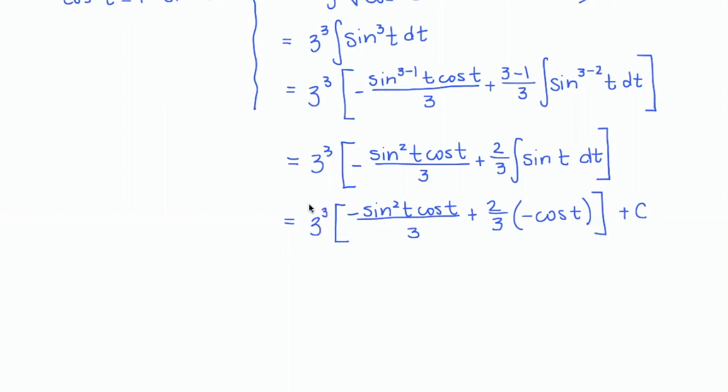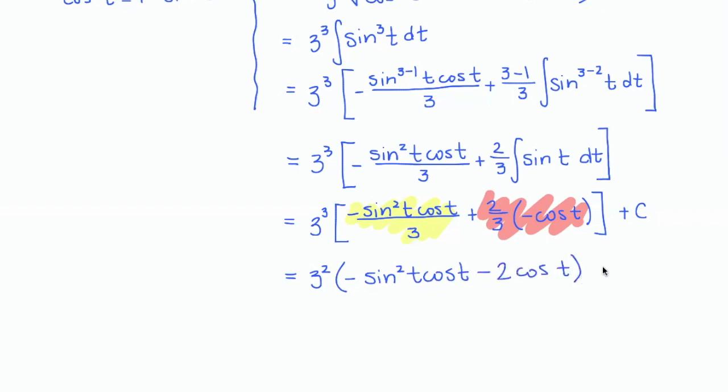So I have this 3 cubed in front, and I have 2 terms on the inside. I have this one here, and then this one here. Both terms do have a 3 in the bottom, so I can cancel that with one of my 3's here. So this 3 cubed, I'm now going to reduce to a 3 squared. That gets rid of the 3 here, gets rid of the 3 here, so I'm really just left with minus sine squared t cosine t minus 2 cosine t plus c.